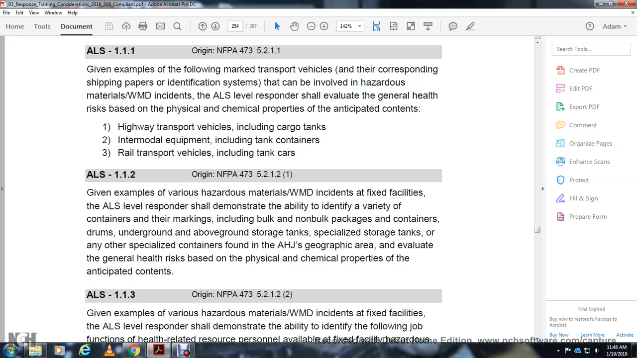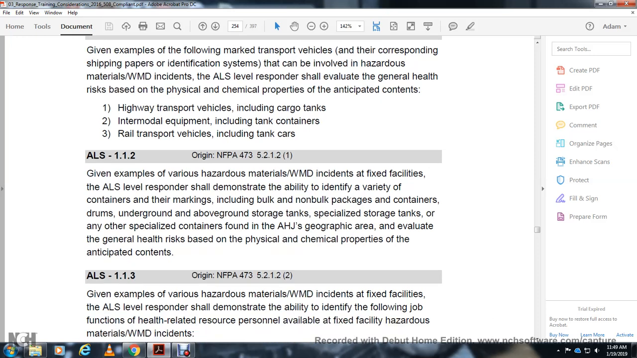Given examples of various hazardous materials weapons of mass destruction at a fixed facility, the advanced life support level of response should demonstrate the ability to identify the variety of containment with markings, including bulk and non-bulk packages, drums, underground and aboveground storage tanks, specialized storage tanks, and any other specialized containment in the authority having jurisdiction's geographical area, and the general health risk based on the physical and chemical properties of the anticipated contents.